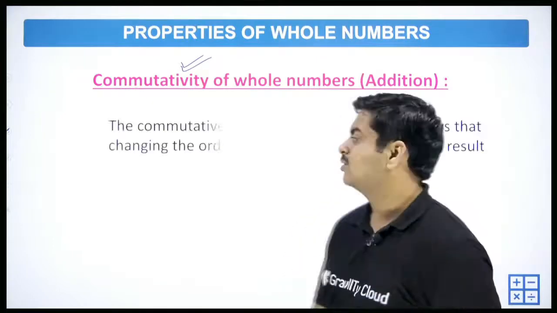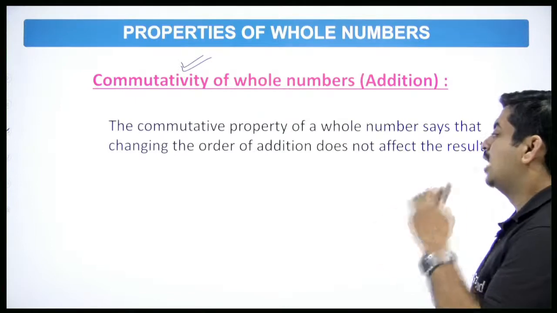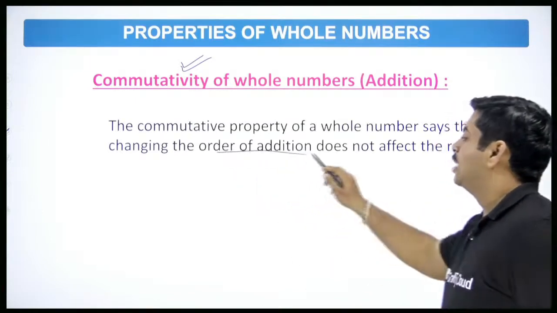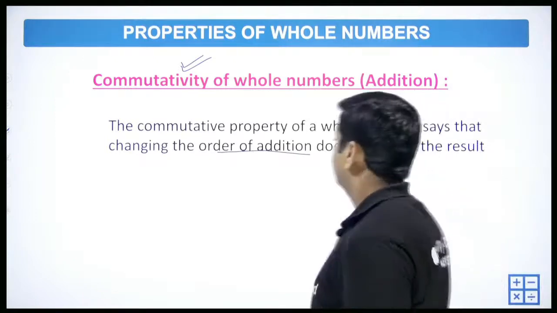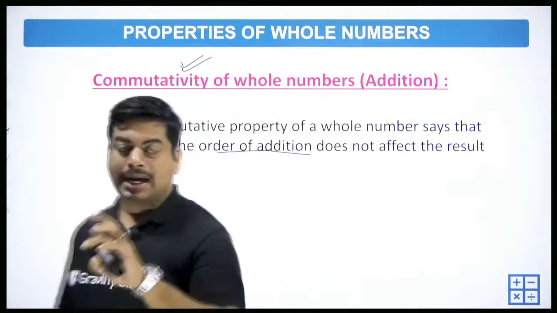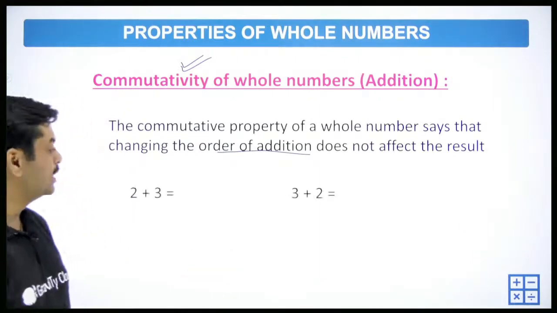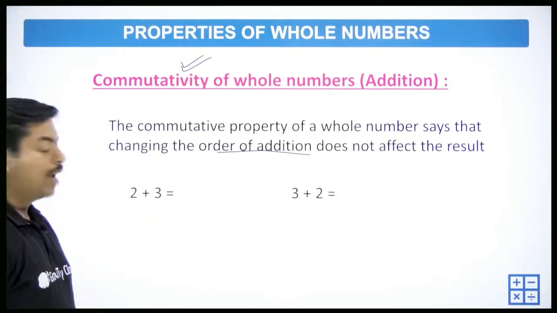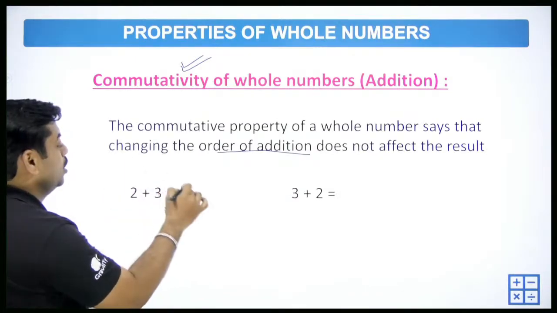Commutative property. What is that? The commutative property of whole numbers says that changing the order of addition does not affect the result. What do you mean by that? Okay, let's take an example. 2 plus 3: you add 3 to the number 2, and you will get the answer 5.